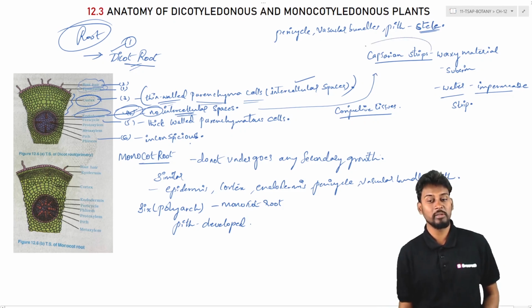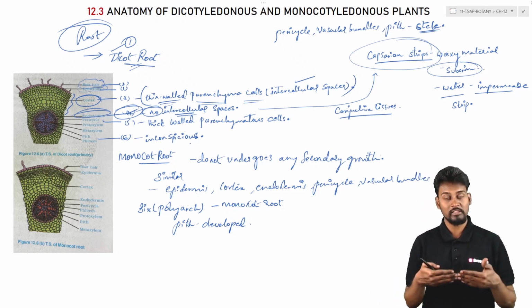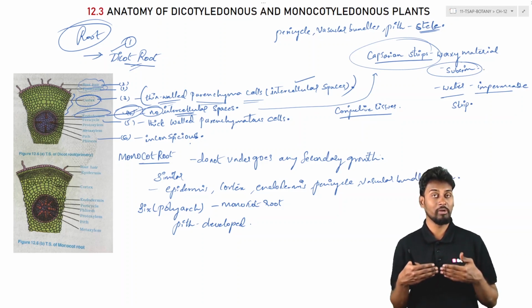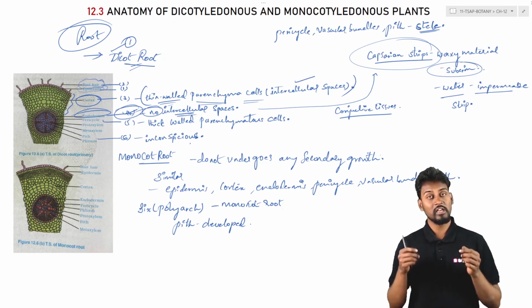Casparian strips are a waxy material which is made up of suberin. Along with the waxy material, suberin is the structure which makes the strips called Casparian strips. These Casparian strips are waxy structures which don't allow the water to flow between the cells. They are waxy structures consisting of suberin, and they are called Casparian strips, which generally form as a band.